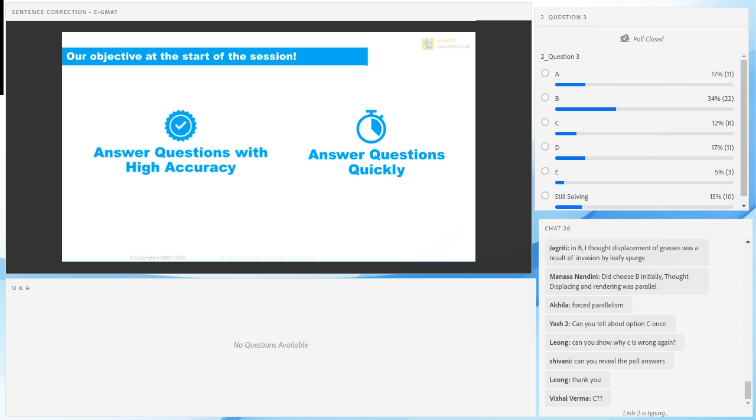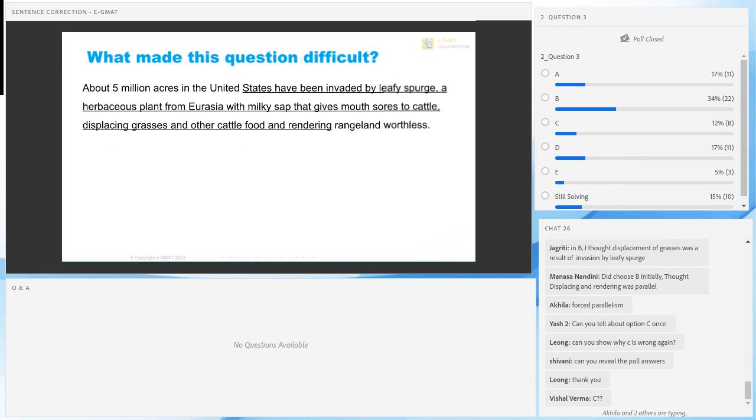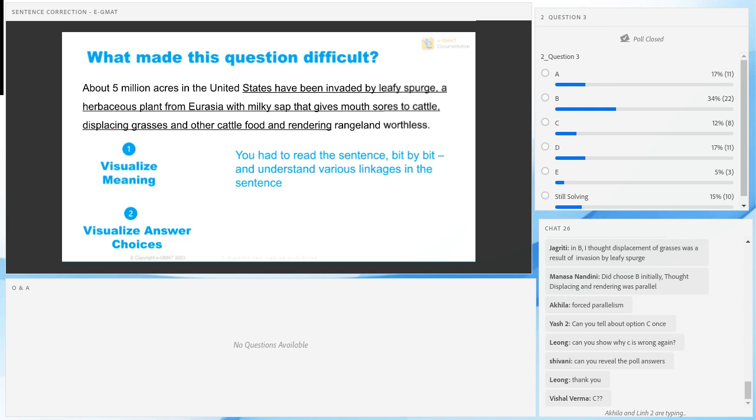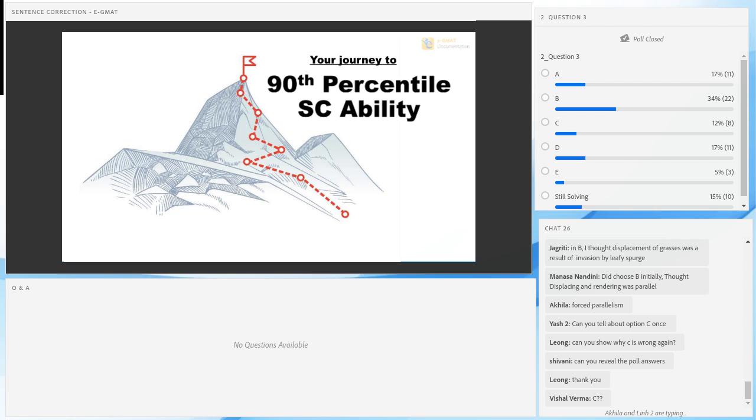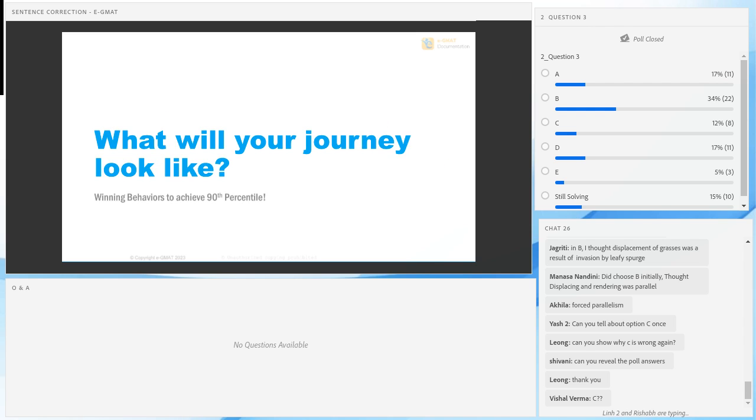So again, what was our objective? Our objective was to enable you with the methodology so that you can answer questions with high accuracy and you can answer questions quickly. Again, the process remains the same everywhere, for each and every type of question. And here is what your journey to 90th percentile looks like.